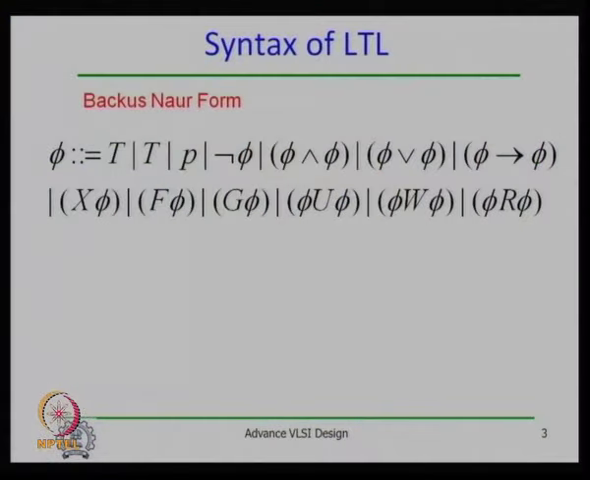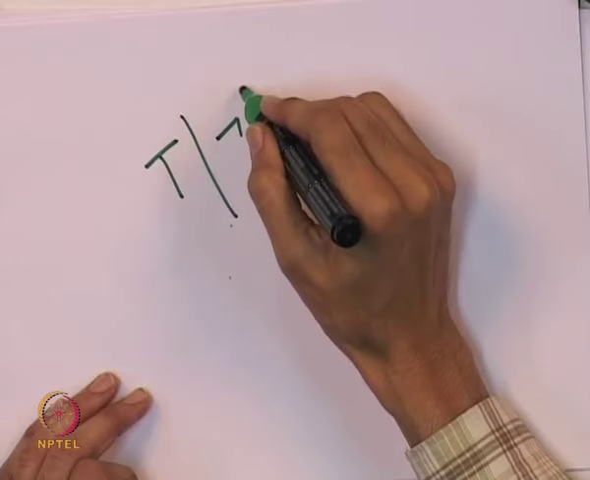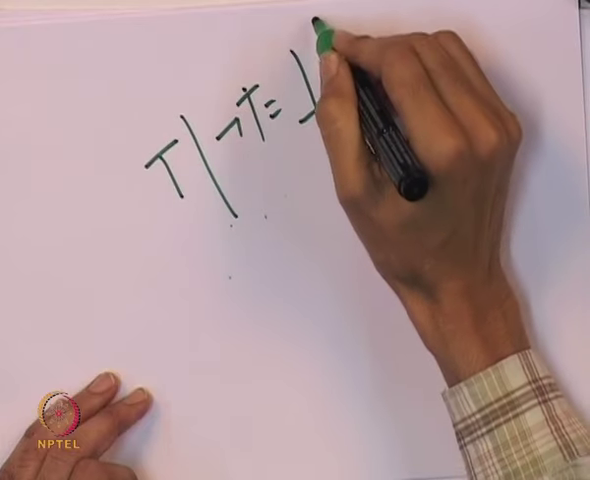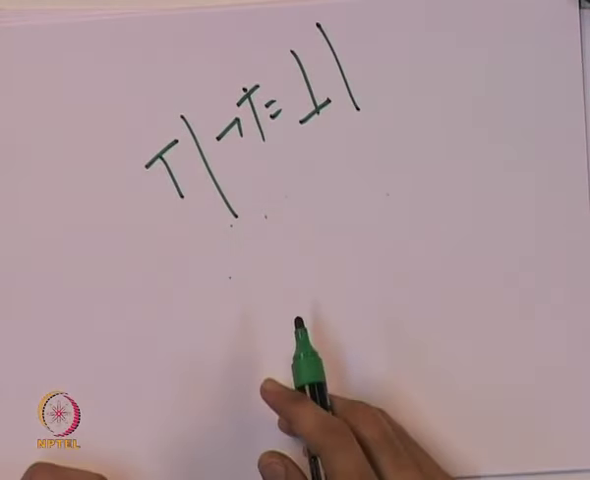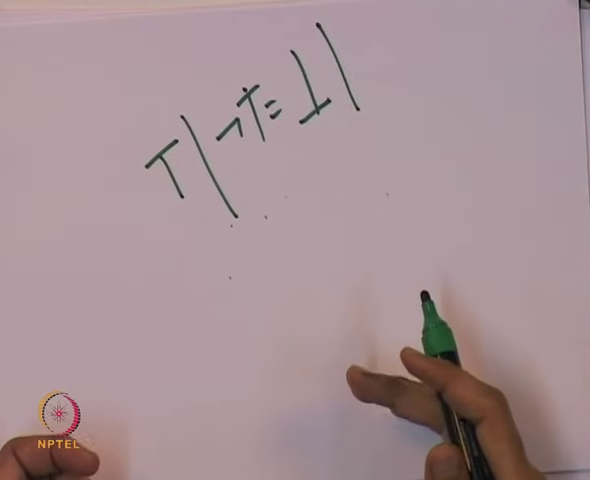As I referred, we can use linear time temporal logic, and now how do we formally define a formula in linear temporal logic? That formula can be a tautology, meaning your formula is always true, or it can be the negation of a tautology, or it can be any formula which is labeled on some particular edge.